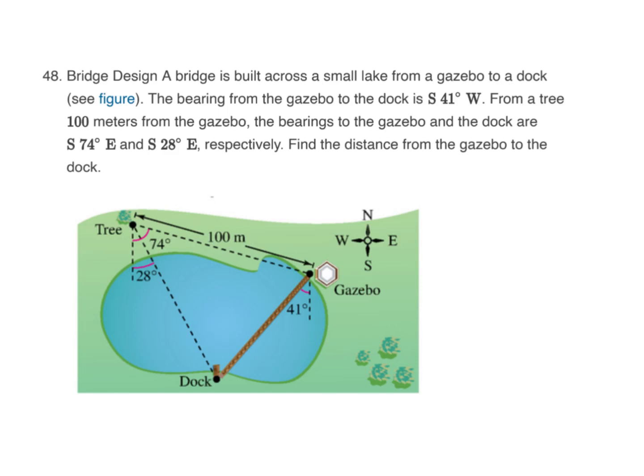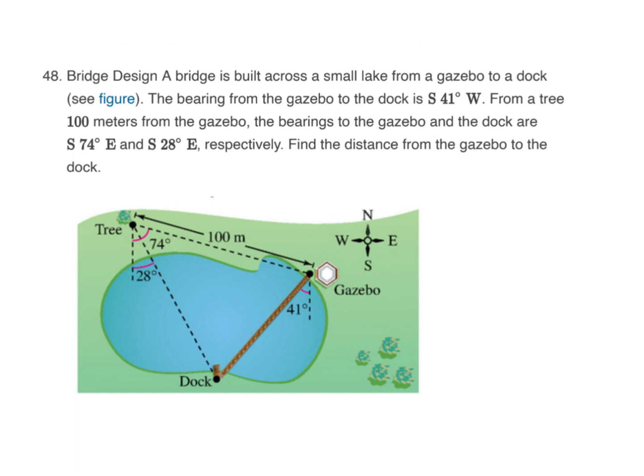Here's homework help for 6.1, number 48. A bridge is built across a small lake from a gazebo to a dock. The bearing from the gazebo to the dock is south 41 degrees west. From a tree 100 meters from the gazebo, the bearings to the gazebo and the dock are south 74 degrees east and south 28 degrees east, respectively. We want to find the distance from the gazebo to the dock.